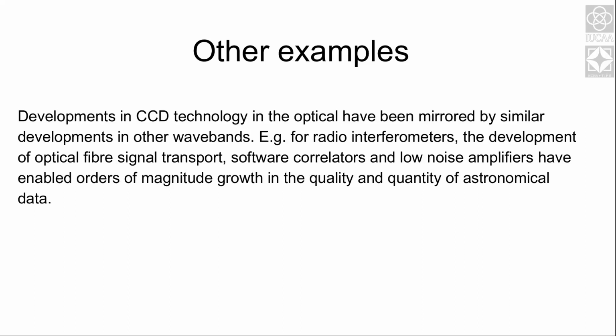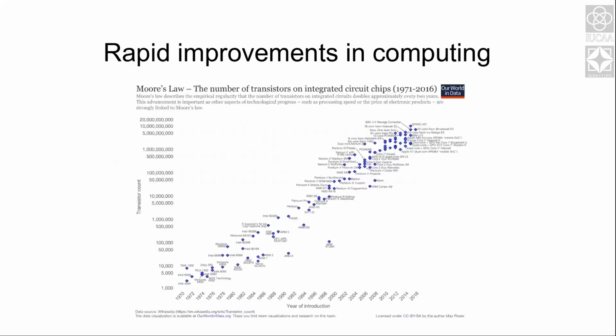So I just mentioned CCD technology developments, but there have been parallel developments in other wavebands also. For example, if you look at radio interferometers, which you have been introduced to in the last 2 weeks, the development of optical fiber signal transport, the development of software correlators that allow you to correlate the data coming in from the different dishes of the GMRT, for example, and developments in low noise amplifiers and other electronics have enabled orders of magnitude growth in both the quality and quantity of astronomical data. So technology, particularly electronics and optics, has played a very important role in the growth of astronomical archives.